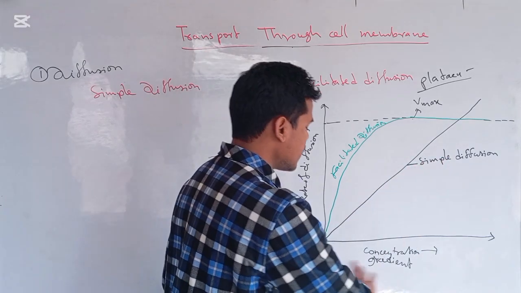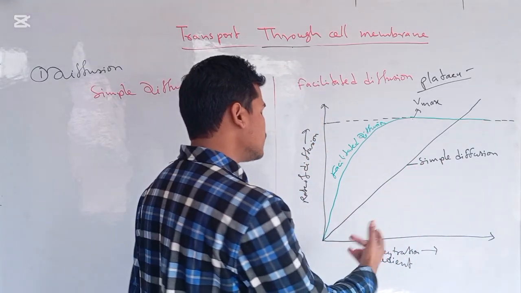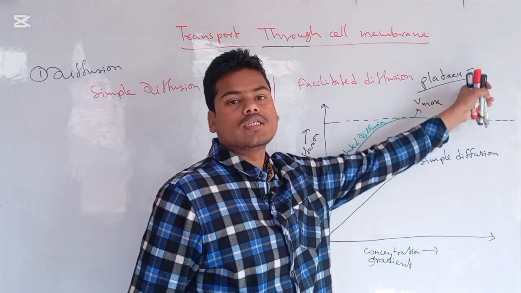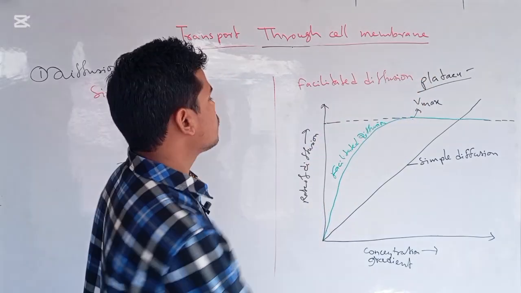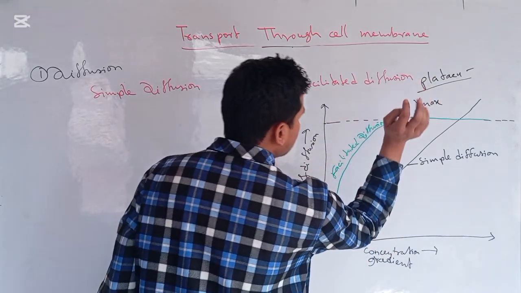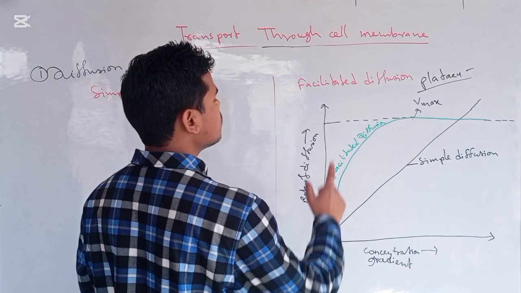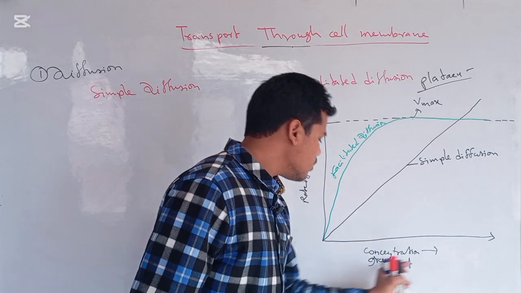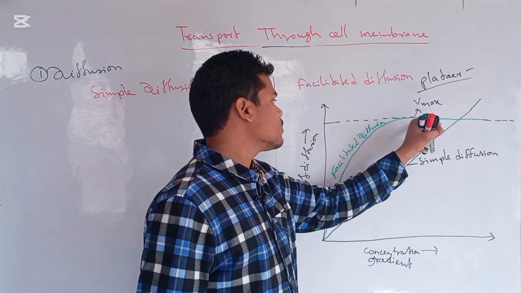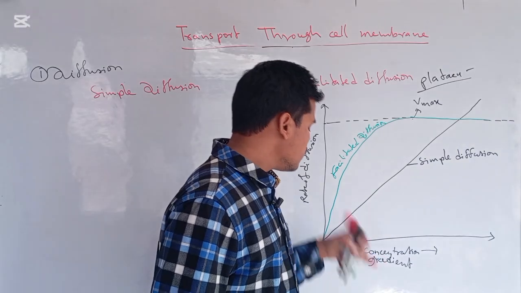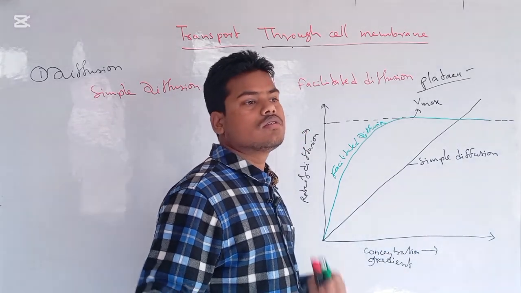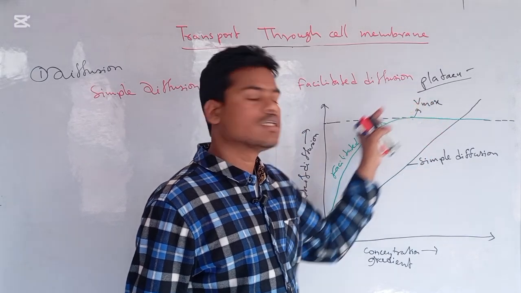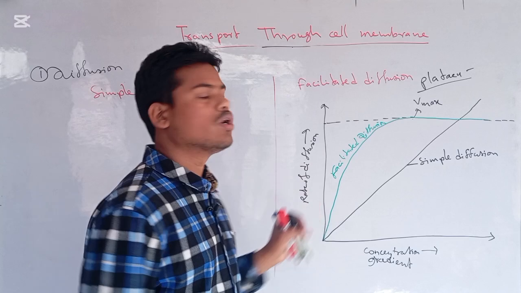But in case of simple diffusion, as long as you are increasing or creating the concentration gradient, the rate is increasing. But in facilitated diffusion, after reaching the maximum velocity, the maximum rate of diffusion, it plateaus. After this Vmax, if you increase the concentration gradient further and further, the rate will not increase for this facilitated diffusion. Why does this happen?